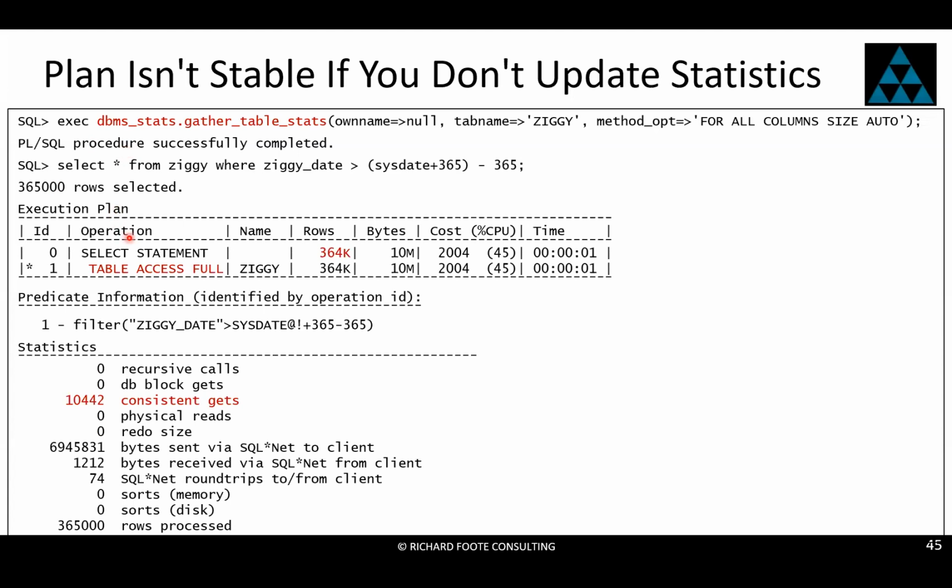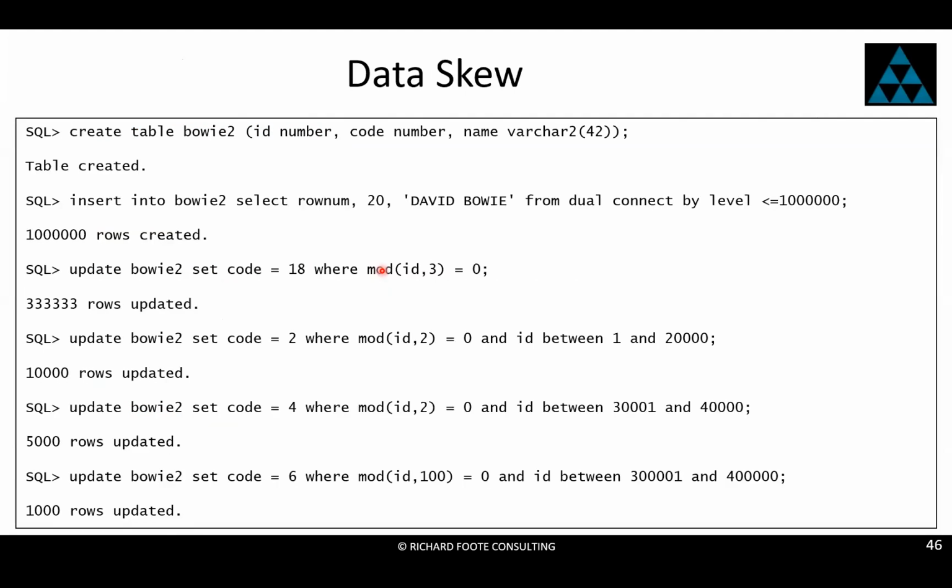We know what our minimum and maximums are. And now we correctly and accurately, I'm only out by a little bit. And now the optimizer's doing the right thing. So simply not collecting stats is not a viable strategy.